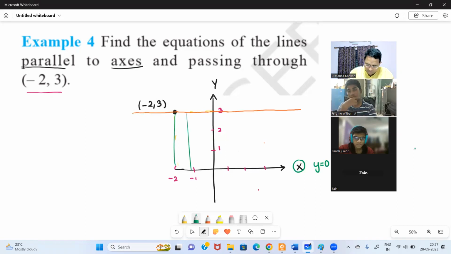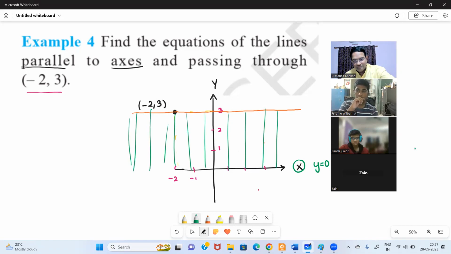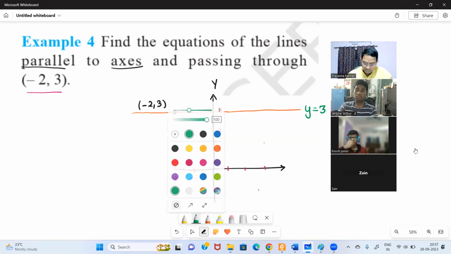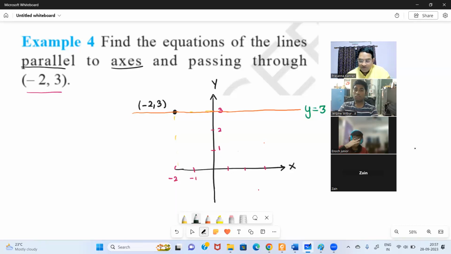What is constant here? Isn't the height constant at every point? So y is constant. How much is the value of y? 3. That's all. So the equation of the line is y equal to 3. Is it clear to you? It's a no-brainer. It's a very simple question. Yes, no?